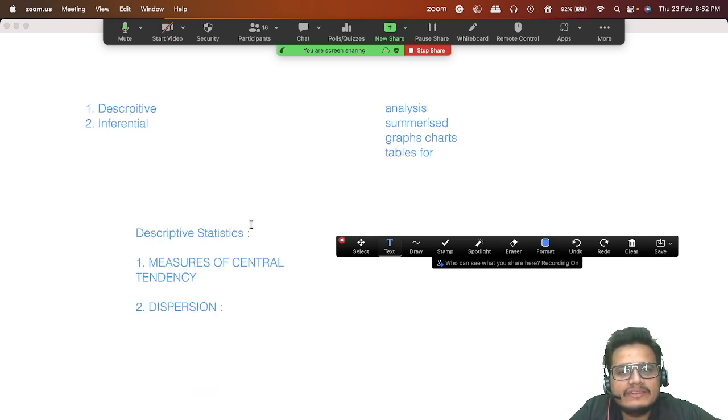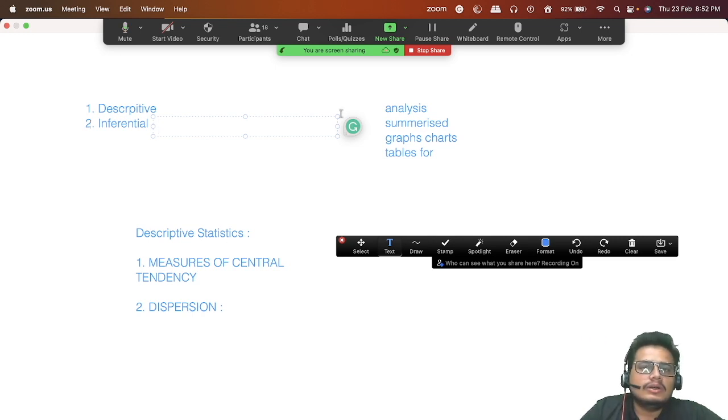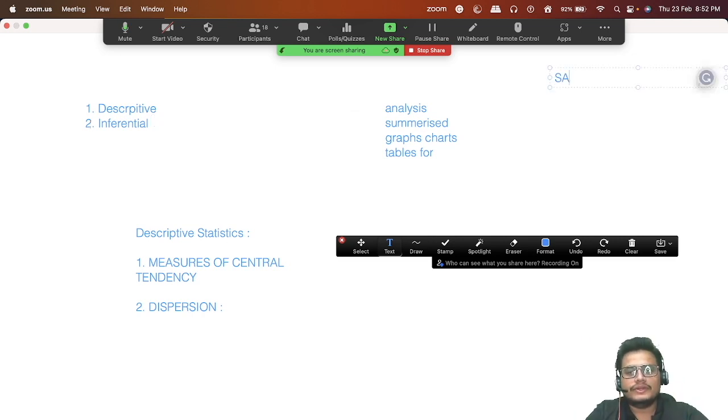Now coming to the second one, inferential stats. So for inferential stats, when we take a sample data and we do some analysis or some test on the sample data, and based on the results of my sample data, we draw conclusions about the population of data. Now we have two terms here, one is sample and second is population. Let's discuss it now only.